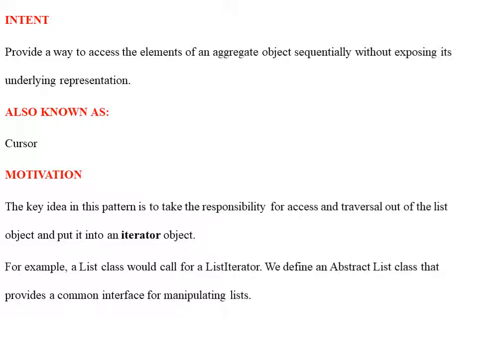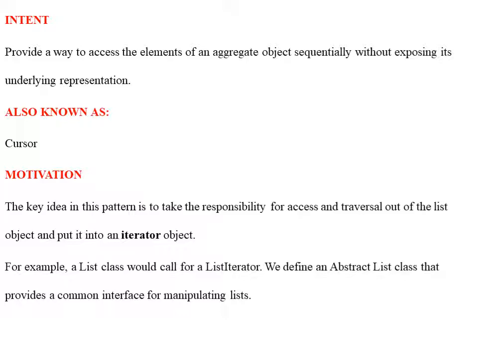For example, here we are taking two classes. One is the list class: whatever object elements need to be checked for misspelled words. The list iterator class means repetition: whatever object elements are going to be checked come under the list iterator. Here we define the abstract list class that provides a common interface for manipulating the list. Manipulating means appending, that is adding, or removing, or whatever modification should be done in the list. That's why there is a need to create the abstract list class.